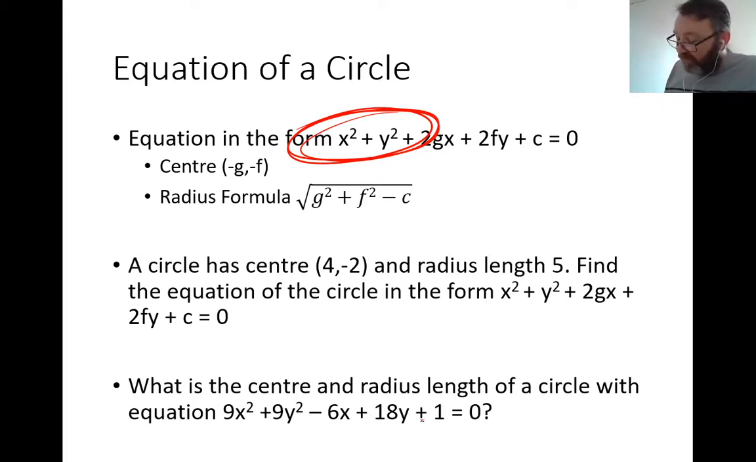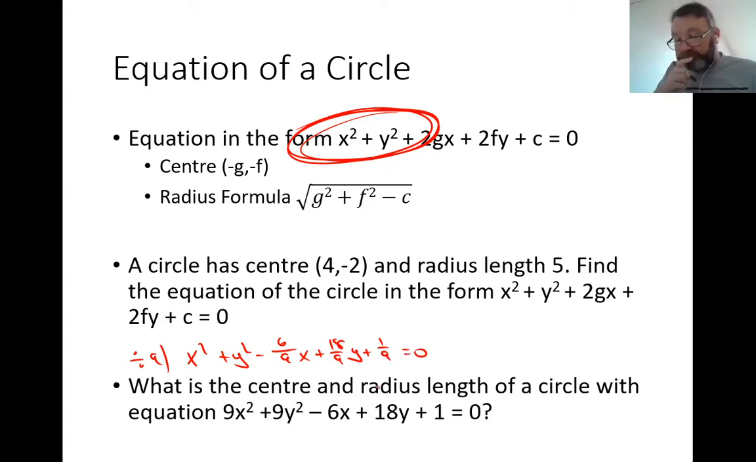So the very first thing I have to do here is divide it across by 9. And that's going to give me the required x squared plus y squared. Now that's good. Minus 6 over 9x plus 18 over 9y plus 1 over 9 equals 0. Now if I want to simplify that down, that's going to become x squared plus y squared. Now 6 over 9, that's like 2 over 3x. 18 over 9, that's 2y plus 1 over 9 equals 0.